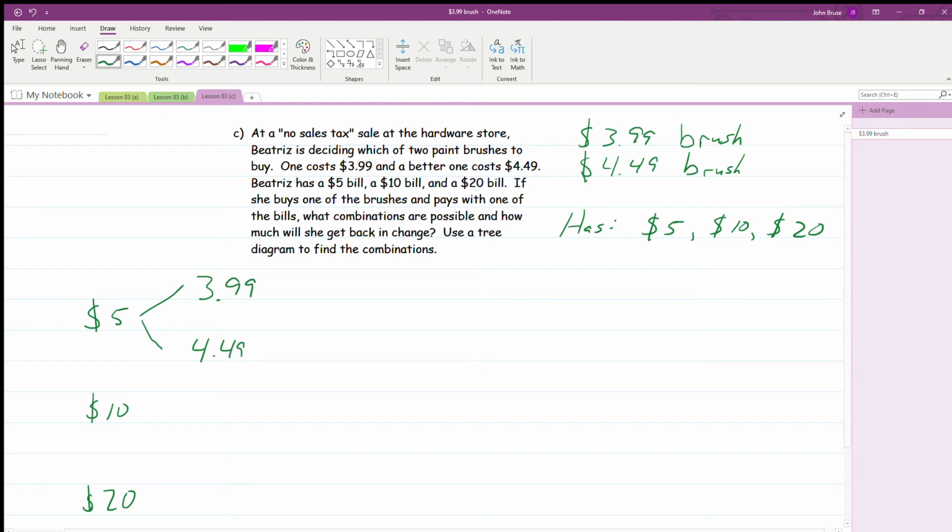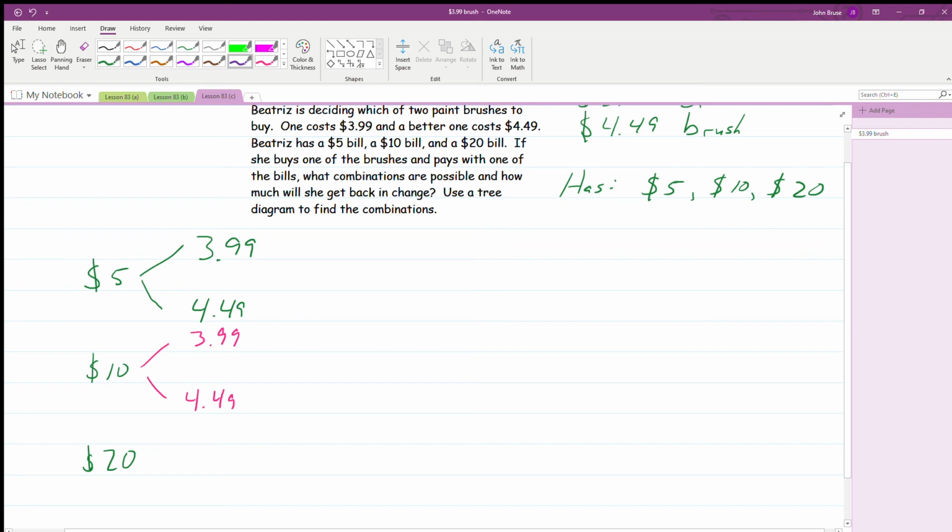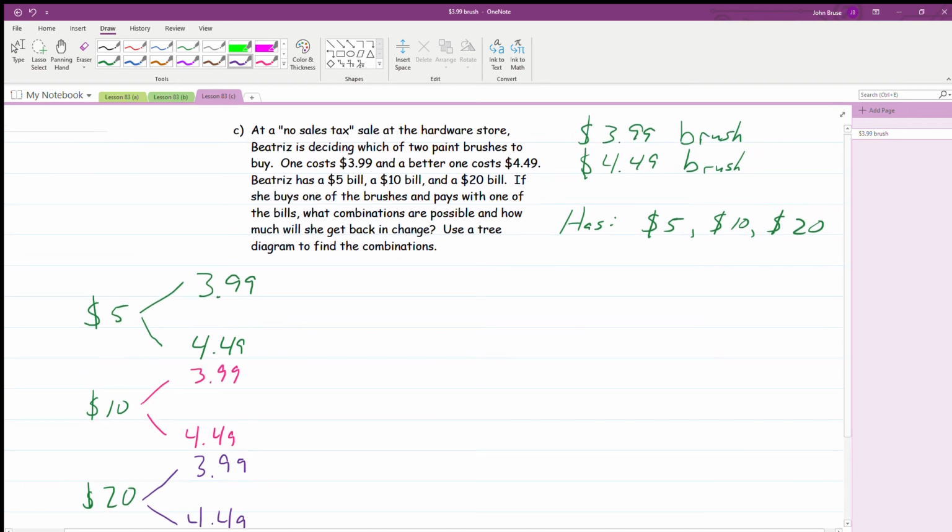With the $10, and I'm going to switch colors so this doesn't get too confusing, she could also spend $3.99 or $4.49 on either of those brushes. And then we'll do the purple for the last one. And let's drop this down just a tiny bit. There we go. And for the $20, she could also buy a $3.99 brush or a $4.49 brush. Okay, so now we need to find out what it says here. What combinations are possible and how much change should she get back?